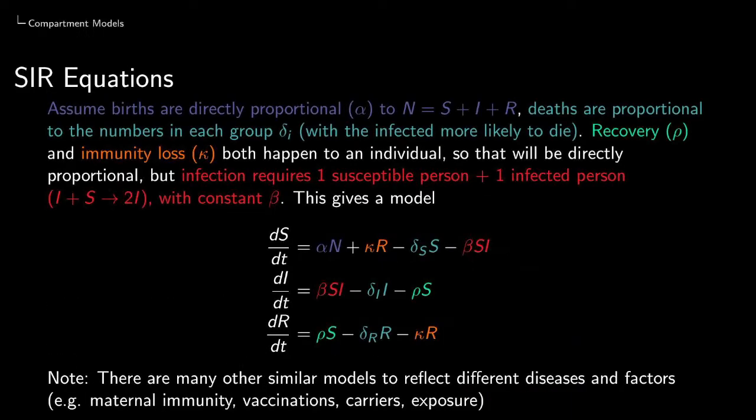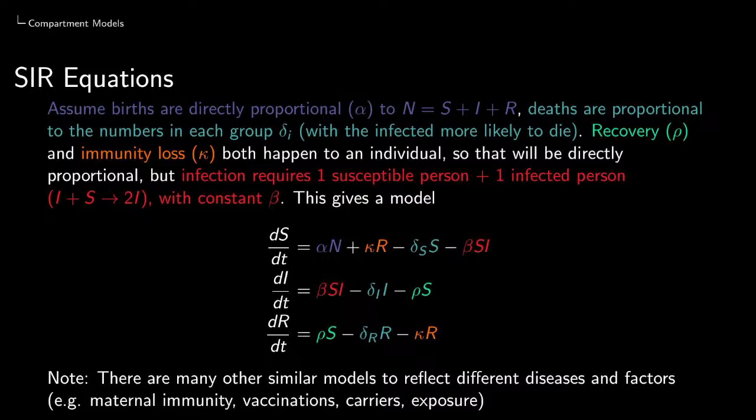And that's what we have here. You have all these different terms. So if you have births, those are going to be that purple term. That's going to be proportional to the total population. The death rate, again, as I mentioned, the number of people who die is going to depend on which group they're in, and the coefficients might vary.